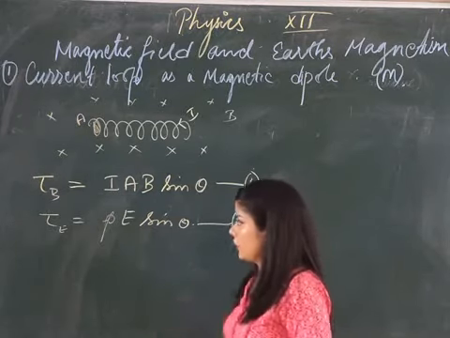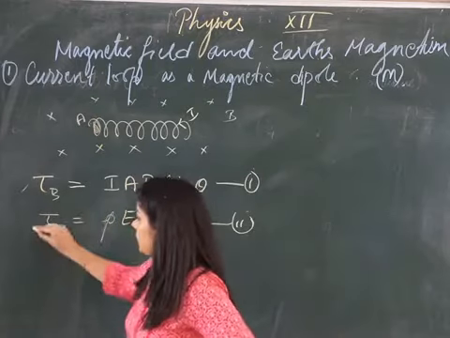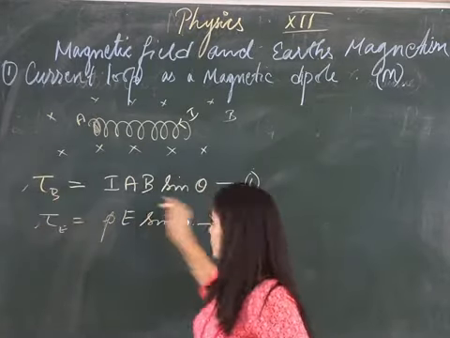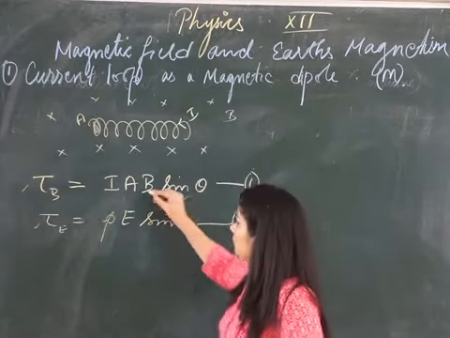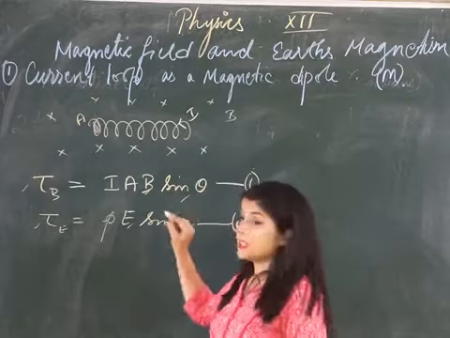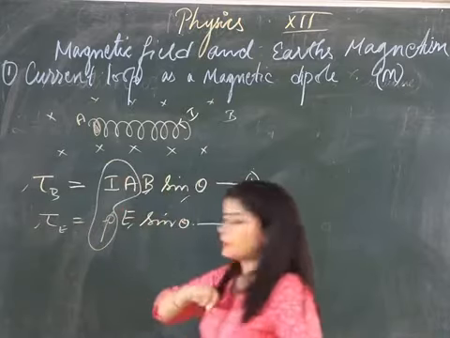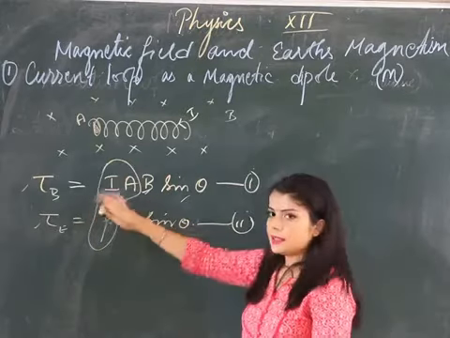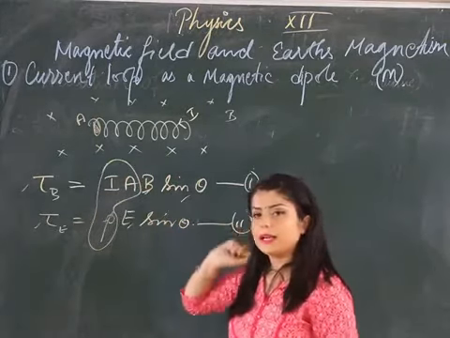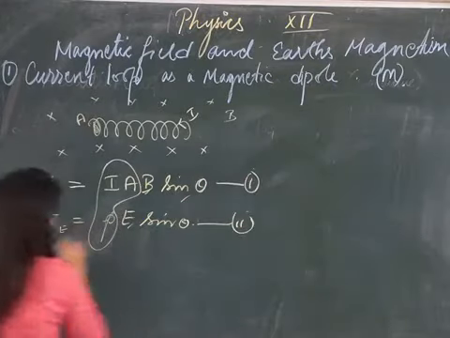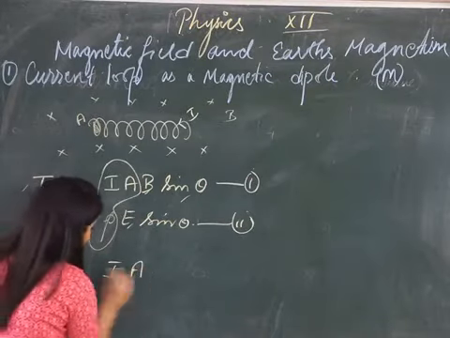What thing is different over here? Torque, this is similar. Sine theta is also similar. B is magnetic field, E is electric field, is also similar. What is different over here? This part is different. So we will relate this and get the equation of magnetic dipole moment. So what is there? This I A.